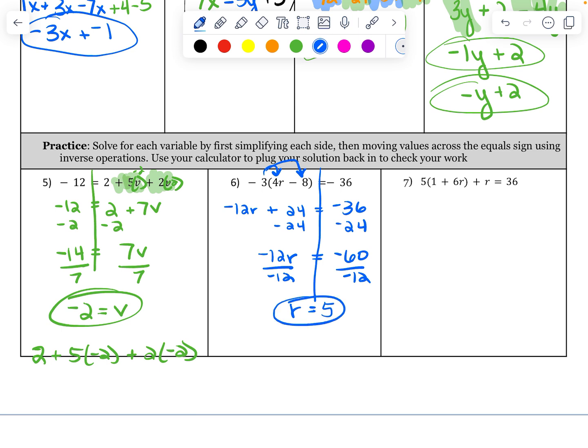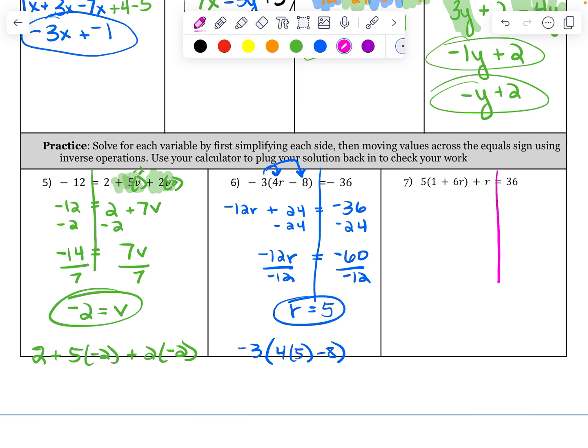You should be able to plug this back in. Negative 3, open parentheses, 4 times 5 minus 8, close parentheses. Plug that in a calculator. If you don't get negative 36, we have done something wrong. All right.